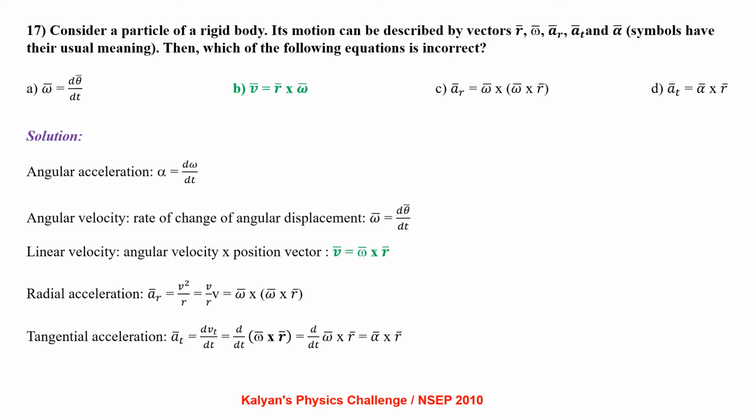Linear velocity equal to angular velocity into position vector. So we get v bar equal to omega bar cross r bar. Radial acceleration ar bar equal to v square by r, that can be written as omega bar cross (omega bar cross r bar). Tangential acceleration at bar equal to dv by dt, that is d by dt of omega bar cross r bar, that comes out to be alpha bar cross r bar. So the correct option is B.